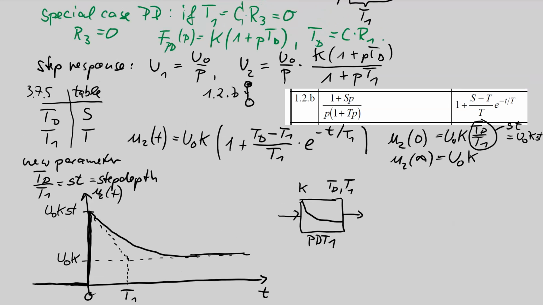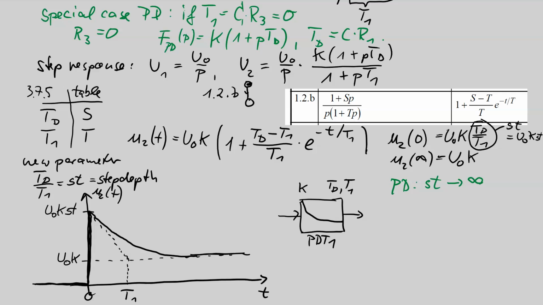Now I switch to the green case. What happens in the green case? T1 is 0. That means, what happens here with the step response? The step depth is the ratio TD over T1. If the denominator goes to 0, the ratio goes to infinity. So we can say the step depth will be very, very large, infinitely large.